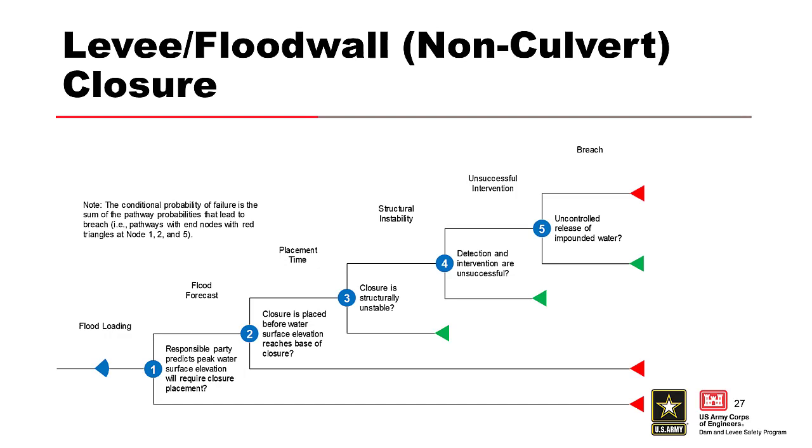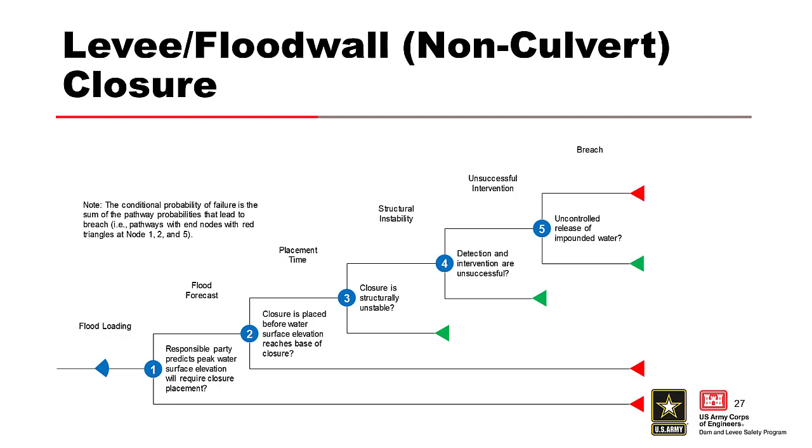The third node is structural instability of the closure, given that it's been successfully placed in time. Many factors can lead to instability of the closure, which include design or construction deficiencies exist, physical condition or operational issues keep the closure from performing adequately, damage to floating debris or vessel impacts adversely affect stability.